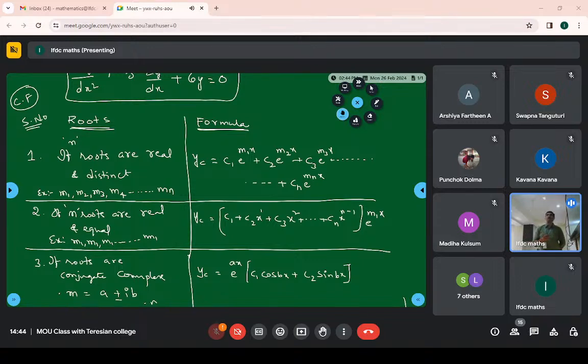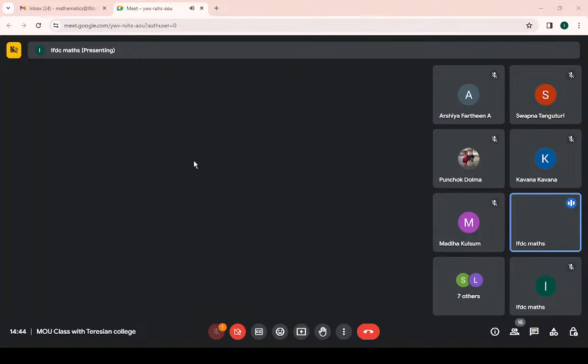Whatever it may be, if you want to find a complementary function, these are the 5 formulas which are very, very important to solve any kind of higher order linear differential equation. Is it clear? Yes, sir. So now we look into the formulas.